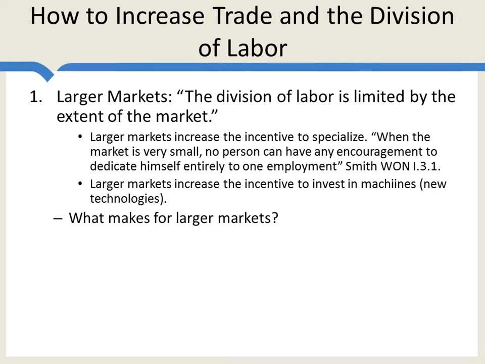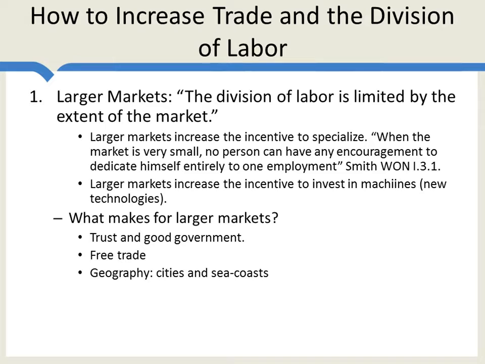So what makes for larger markets? Smith gives a number of possibilities: trust and good government, free trade, geography, sort of exogenous factors like seacoasts, as well as cities, and the system of natural liberty. We'll look at each one of these in turn. Finally, another factor to increase trade and the division of labor: capital accumulation. Let's take a look at larger markets in more detail.